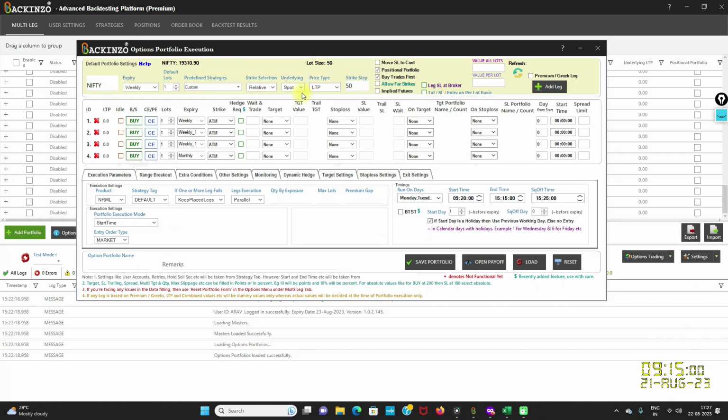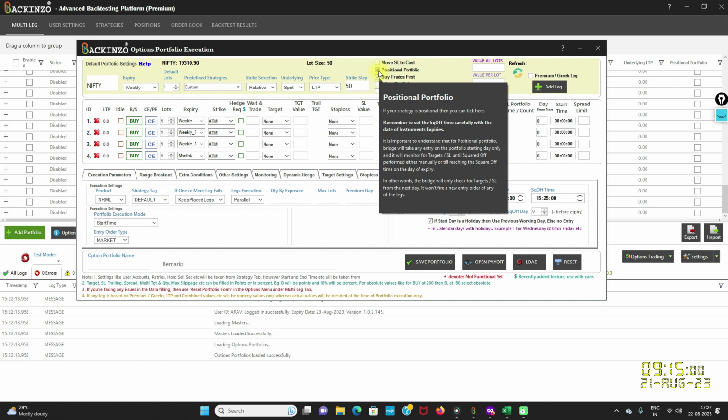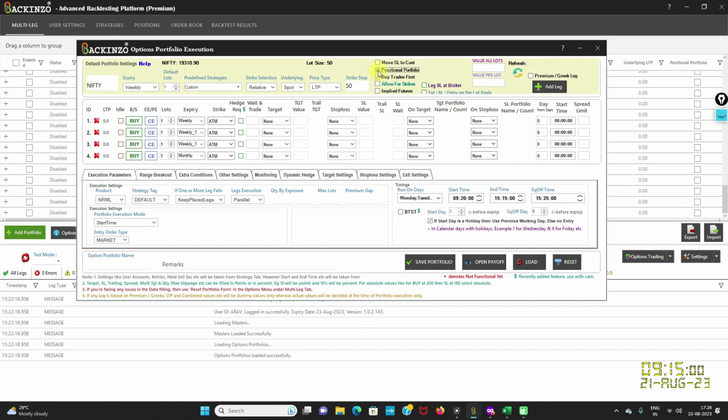So positional portfolio will be highlighted with a yellow background. When you tick this checkbox, a yellow band will appear in front of you. This is for easy identification between positional portfolio and intraday portfolio.